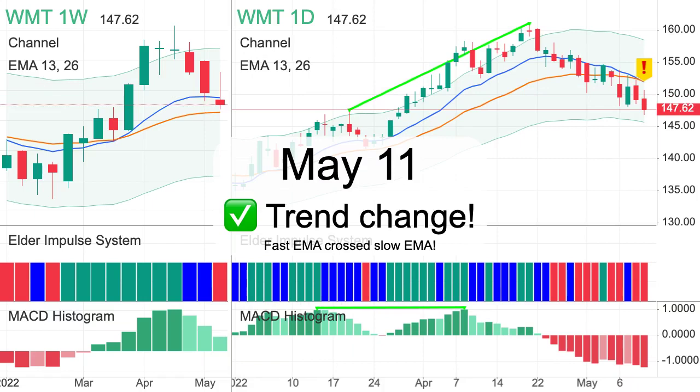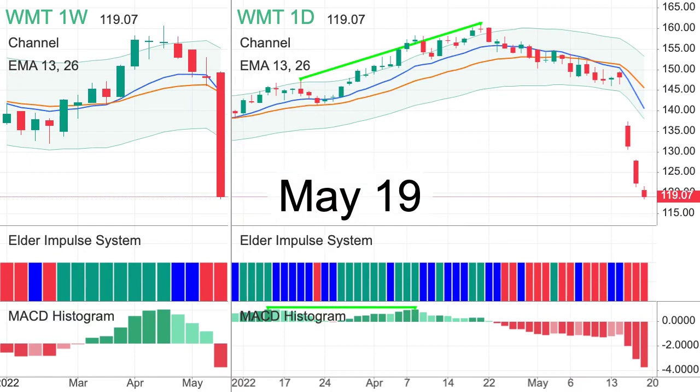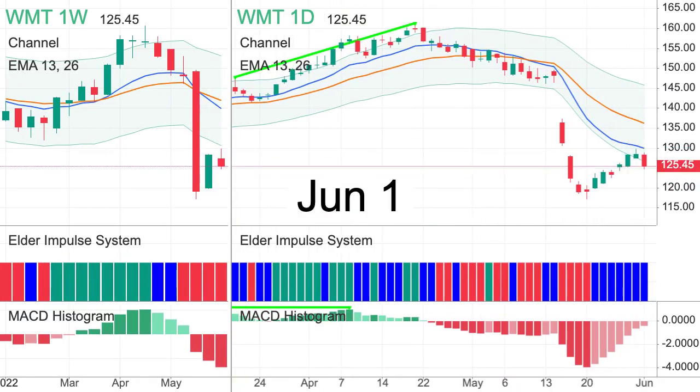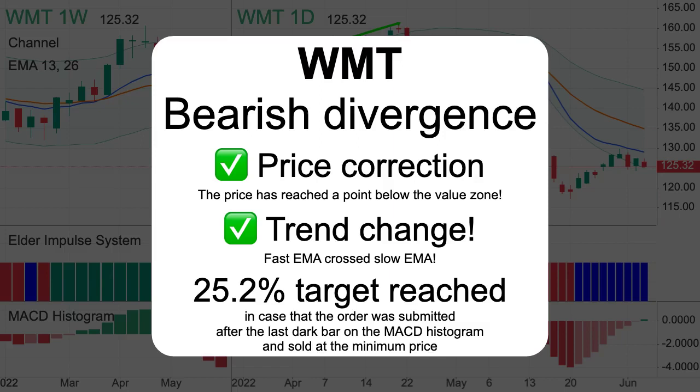Fast EMA crossed slow EMA. MACD histogram crossed the zero line. 25.2% target reached.